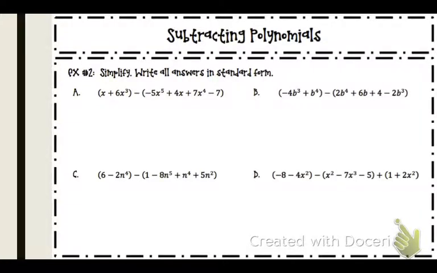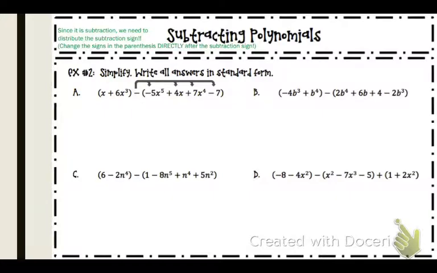So subtracting polynomials is very similar to adding polynomials, except we have to do one thing first. We need to distribute the subtraction sign so that we can change it to an addition. Okay, so let's look at example A. So to distribute that subtraction sign, we're basically going to change all the signs in the parentheses directly after it.